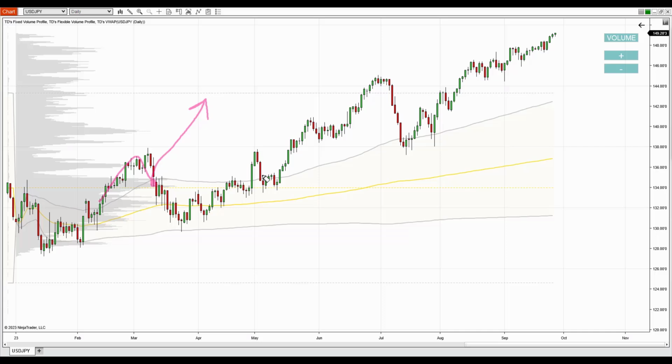Then the next one would be after price went above the first deviation in here, long from there, another pullback to the first deviation, another long, then another pullback, another long. Alright, so as you can see, the strategy stays the same.